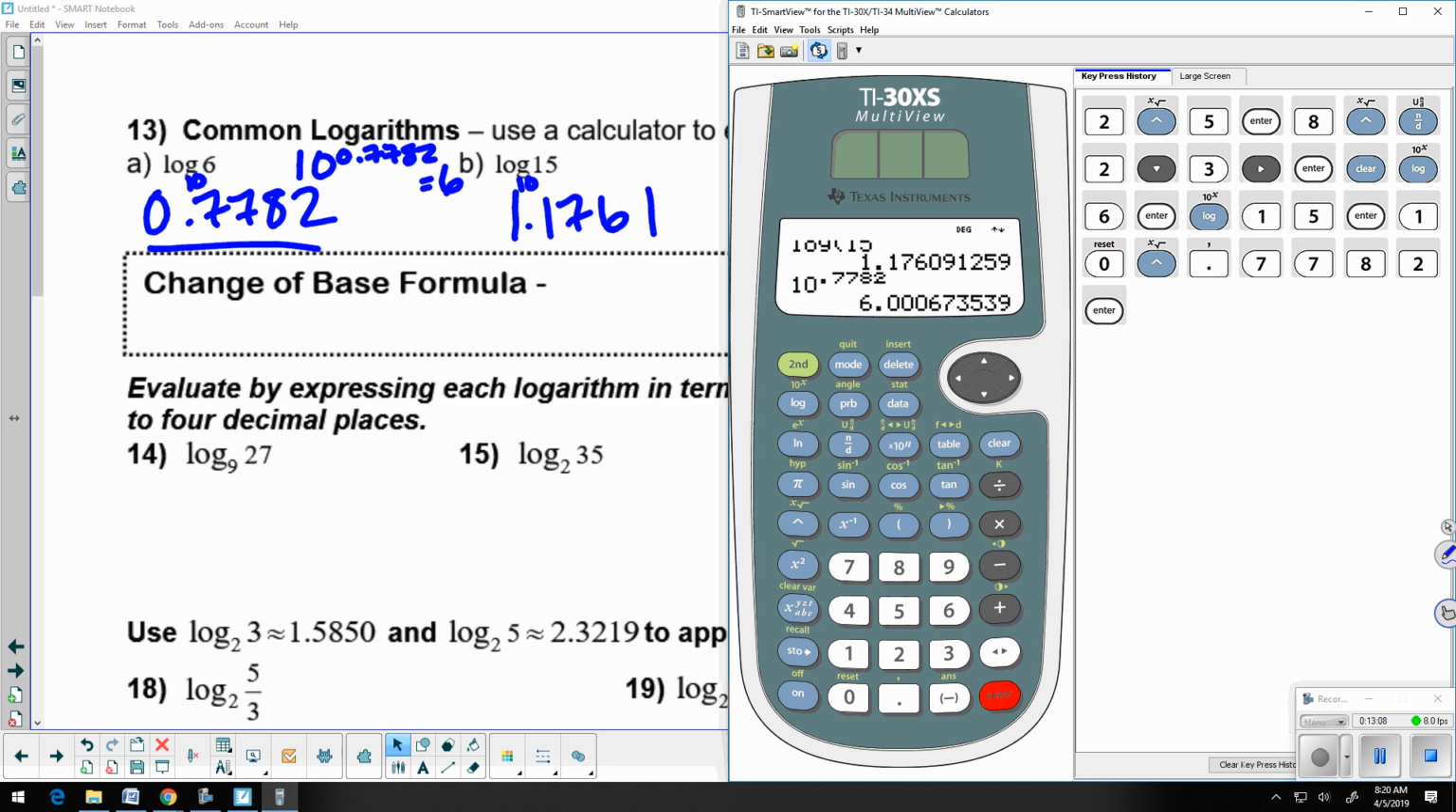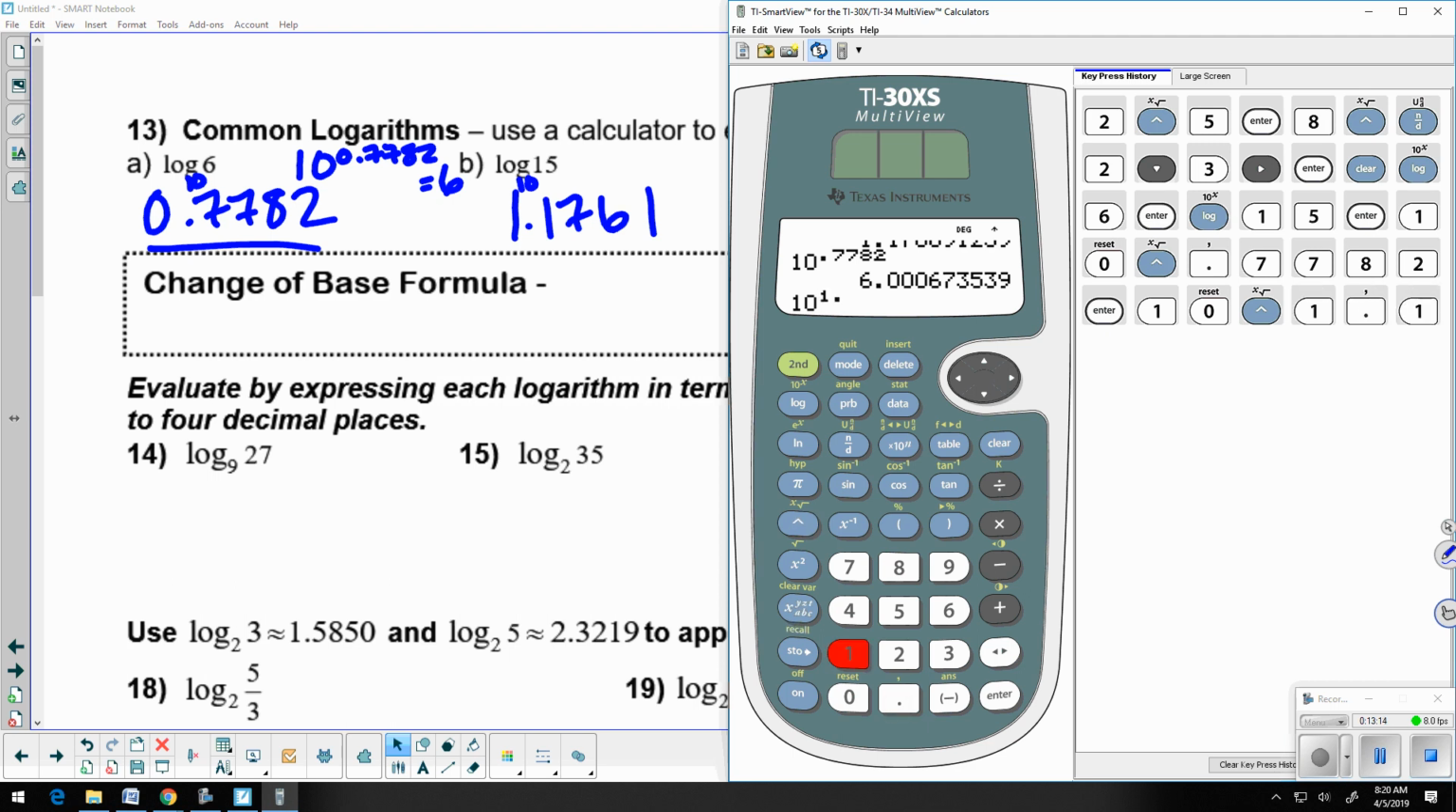And then for B, let's check the other one. If I raise 10 to the 1.1761, it should come out to be about 15. And there you go. There's your answer. Okay, so again, you're doing base 10 logarithms and you're solving for the exponent essentially, is what we just found.